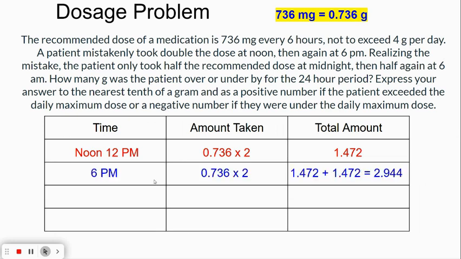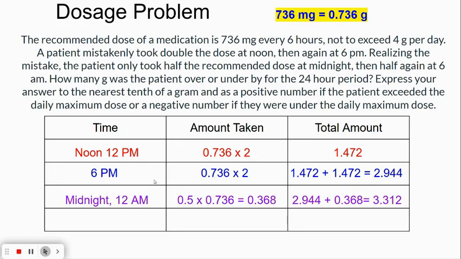Then at 6 p.m., they did the same thing. They took double the dose. So if you'll notice, now in our total column, we take the 1.472 from the noon time frame, and we have to add to it another 1.472 to give us 2.944. All right, remember, then at midnight, they decided to take half the dose.